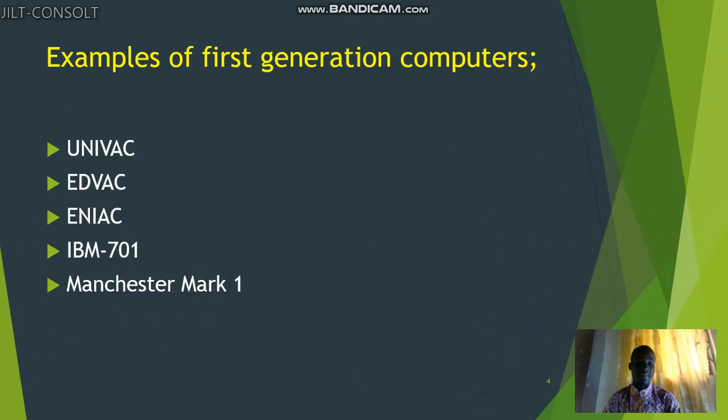Now let's talk about some examples of the first generation computers. The first one here is what? UNIVAC. Maybe you have heard it before. Then we have the EDVAC, the ENIAC, the IBM 701, and the Manchester Mark 1.